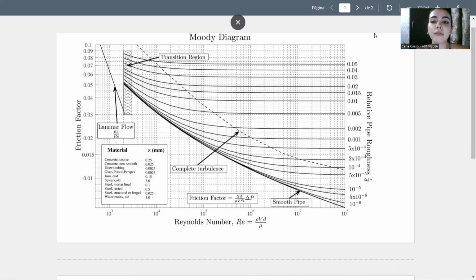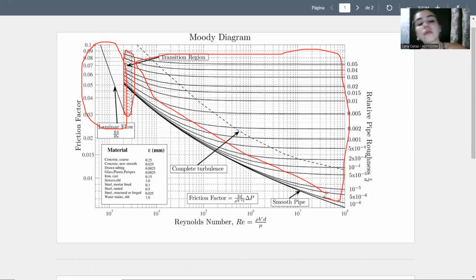So first of all, we have the part of the laminar flow, which is this one over here. For this part, the only information we need to obtain the friction factor is going to be the Reynolds number. Then we have the transition region, which is this part over here, and in this part we are going to start using the roughness of the pipe. And finally, the turbulent area, which is all this part over here, in which we are going to take into consideration the relative pipe roughness and the Reynolds number to obtain the friction factor.